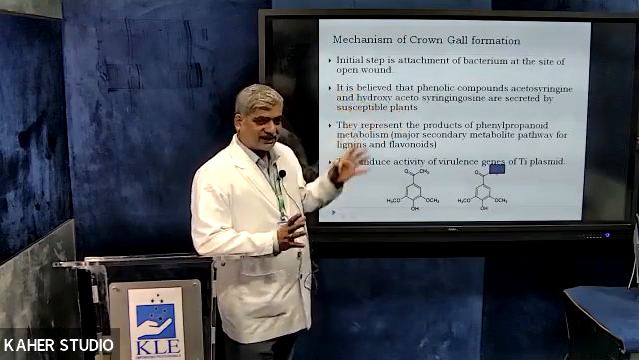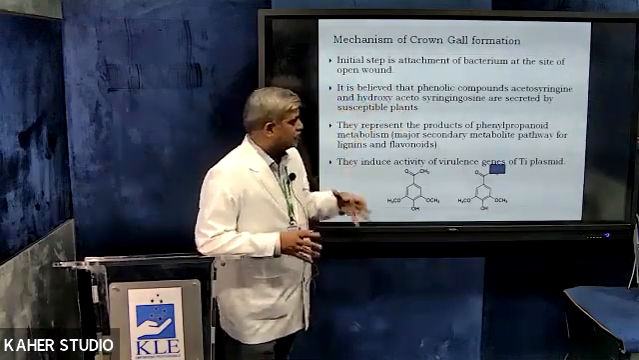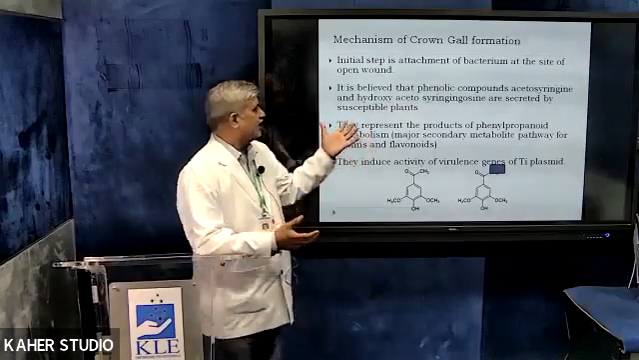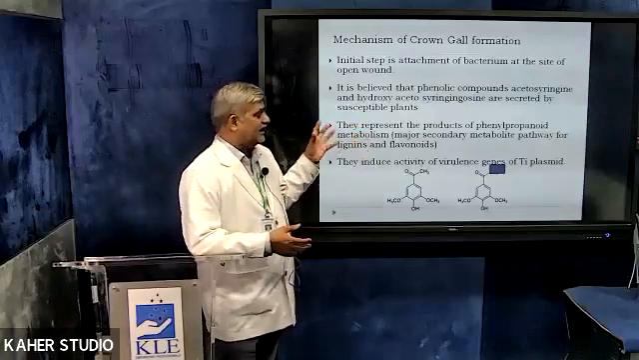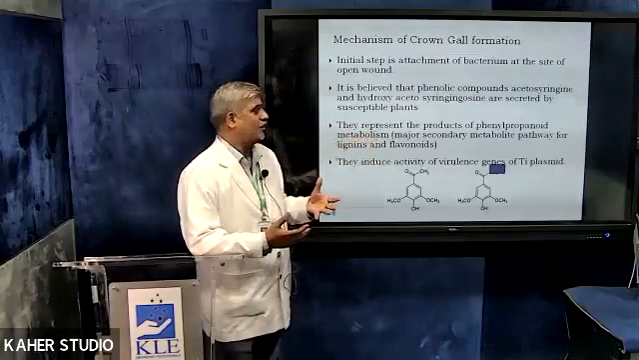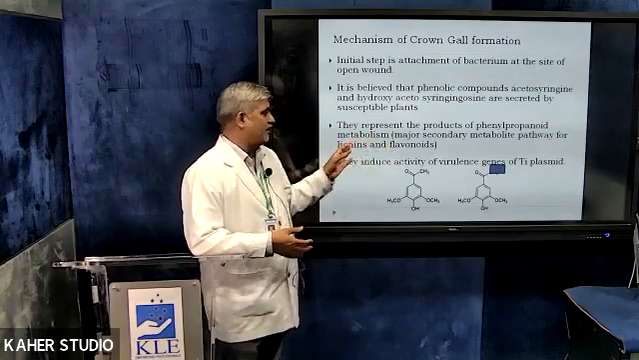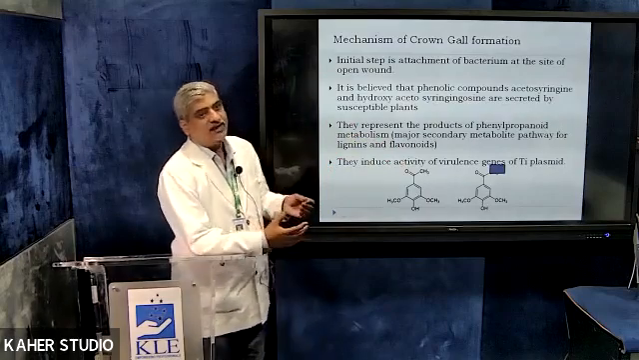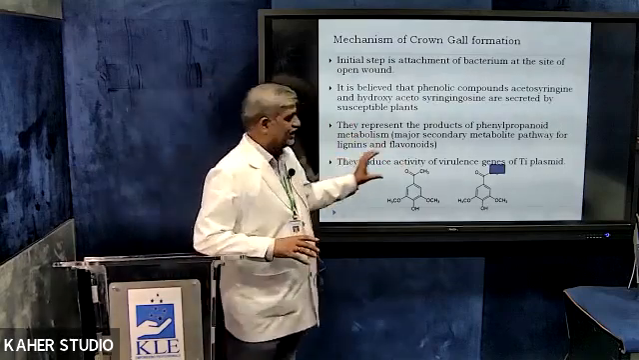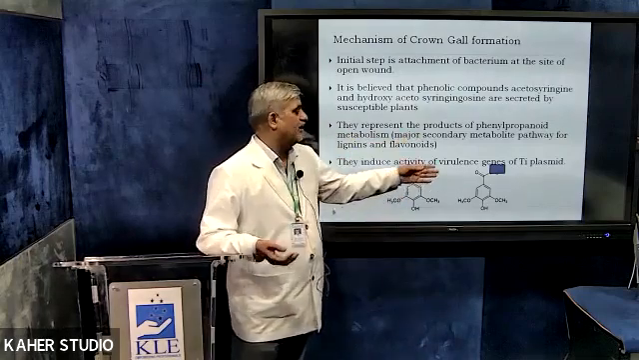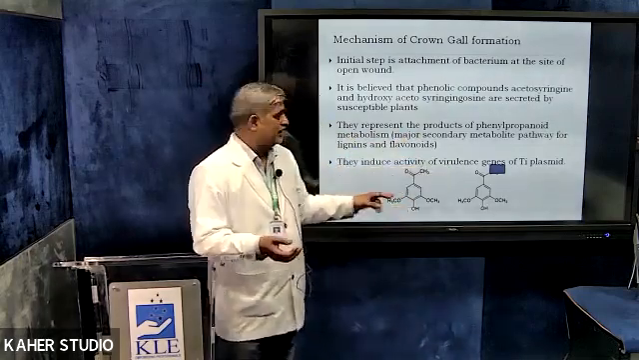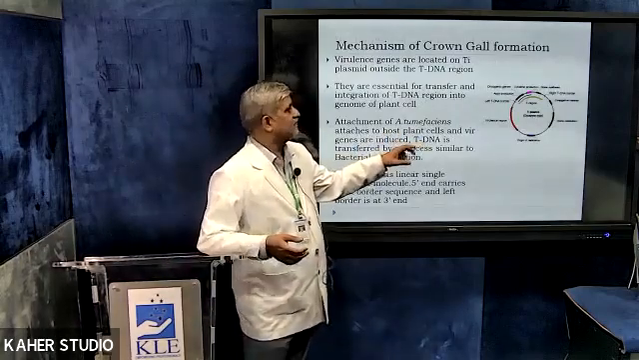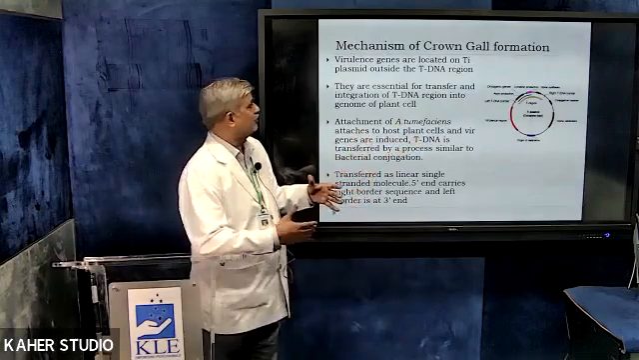It is believed that certain phenolic compounds like acetosyringone and hydroxy-acetosyringone are secreted by these susceptible plants, and they represent the products of the phenylpropanoid metabolism, one of the secondary metabolite pathways for lignins and flavonoids. So they induce the induction of the virulence genes of the Ti plasmid. So we will see what this Ti plasmid is. These are the plasmids which are present in this particular bacterium, Agrobacterium tumefaciens.